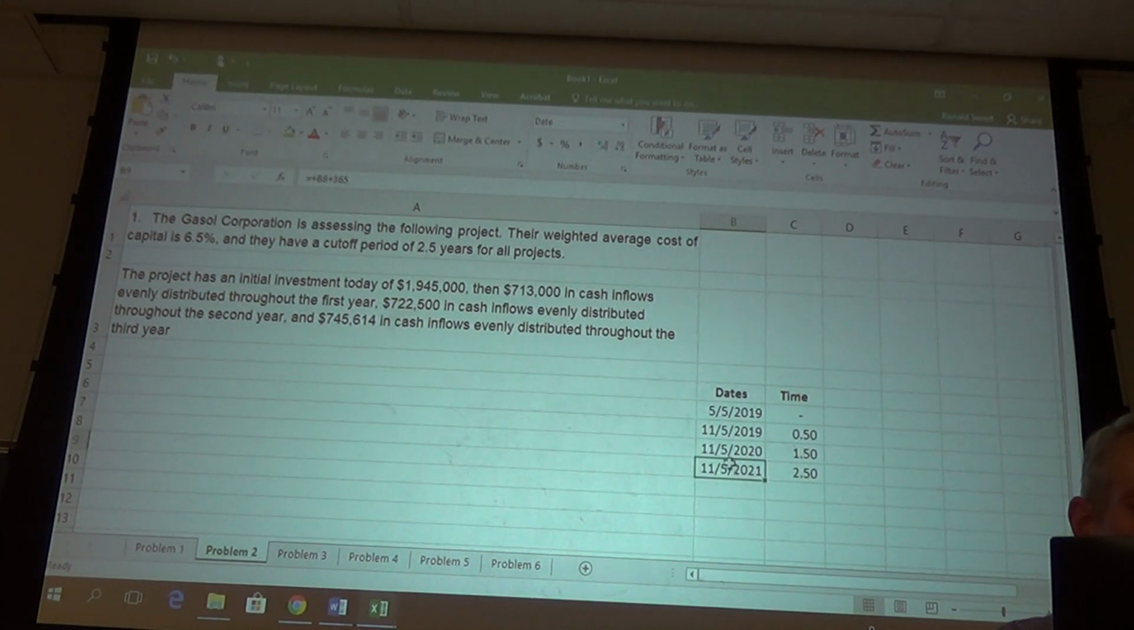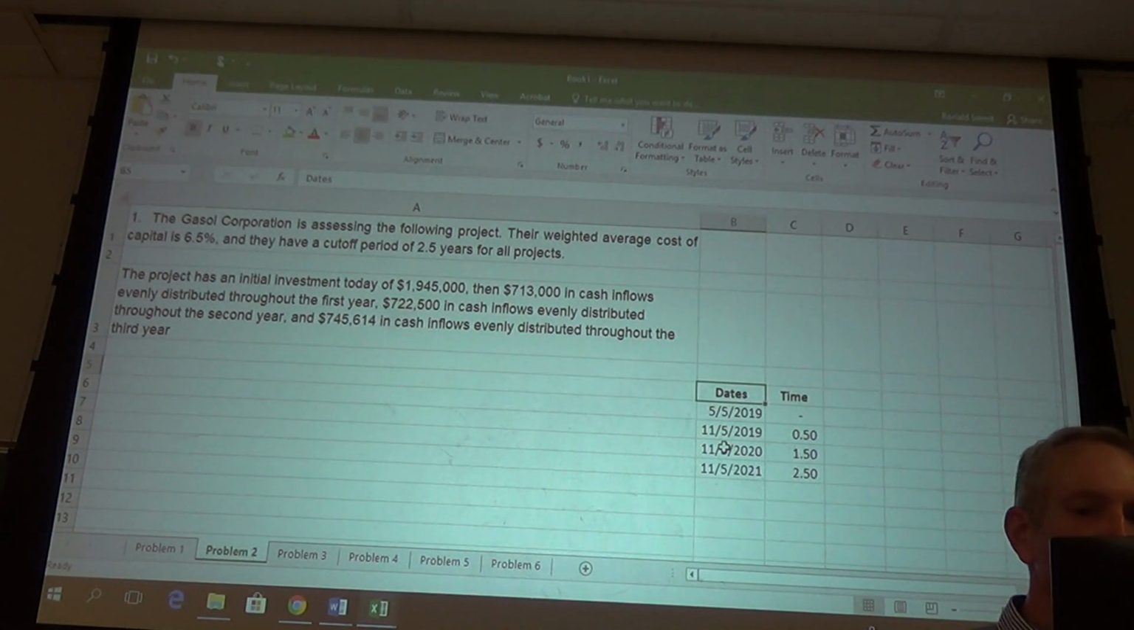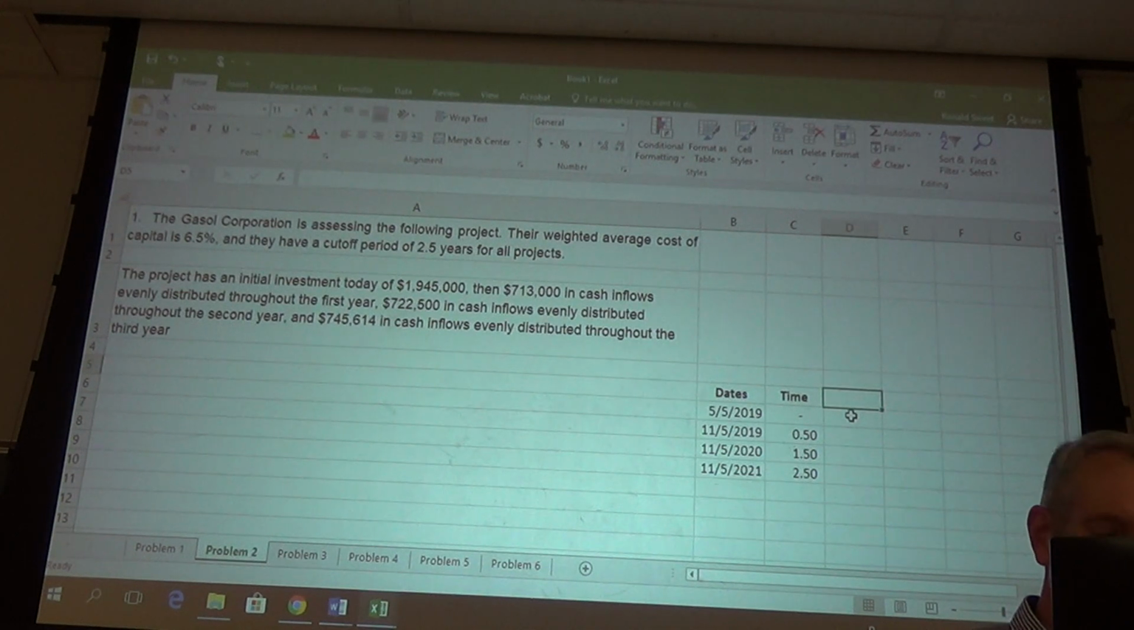I'm not going to be real picky if you miss by 1 day, but I prefer that you not miss by 1 day because that way your answer will be exactly right to the penny and I can grade much faster. But so you want us to use 184 instead of 183? Well, just make it all the 5th. Whatever it takes to get you the same day of the month. All right, and then after that, you set up your cash flows.